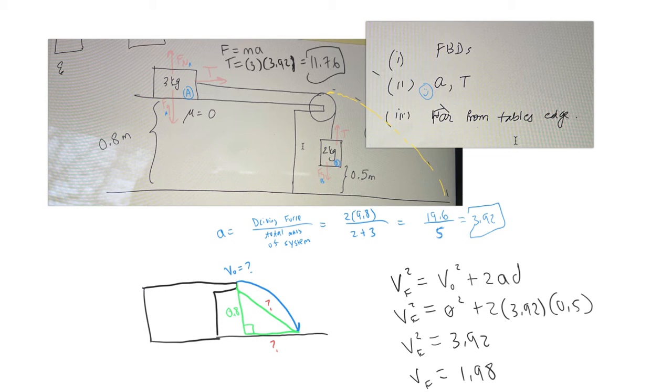So that should be right. Now, if that's the final velocity as this thing hits the ground, as I said before, that means that this box will be moving at that velocity as it leaves the table. So that would be the original velocity over here. So I'm just going to call that 1.98, and that's meters per second. Okay, so the question is, how far does this travel before it hits the ground?